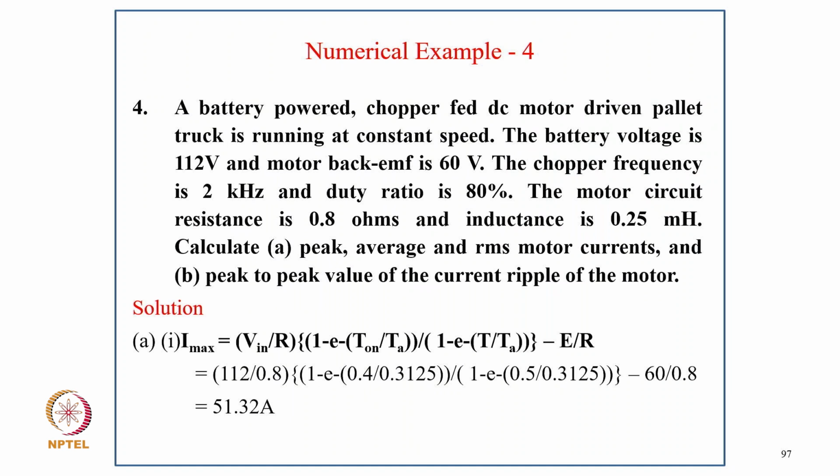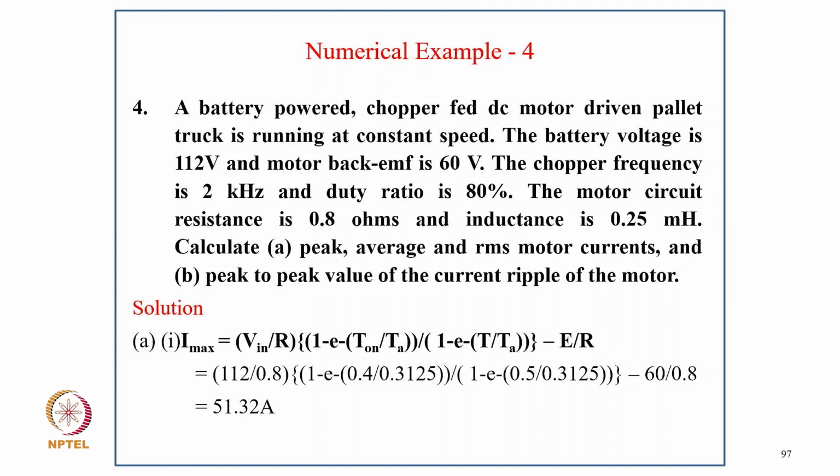So coming to numerical example 4, a battery powered chopper fed DC motor driven pallet truck is running at a constant speed. The battery voltage is 112 volt and motor back EMF is 60 volt. The chopper frequency is 2 kilohertz and the duty ratio is 80%. The motor resistance is 0.8 ohms and inductance 0.25 millihenry. Calculate the peak, RMS, average motor current and the peak-to-peak value of current ripple of the motor.